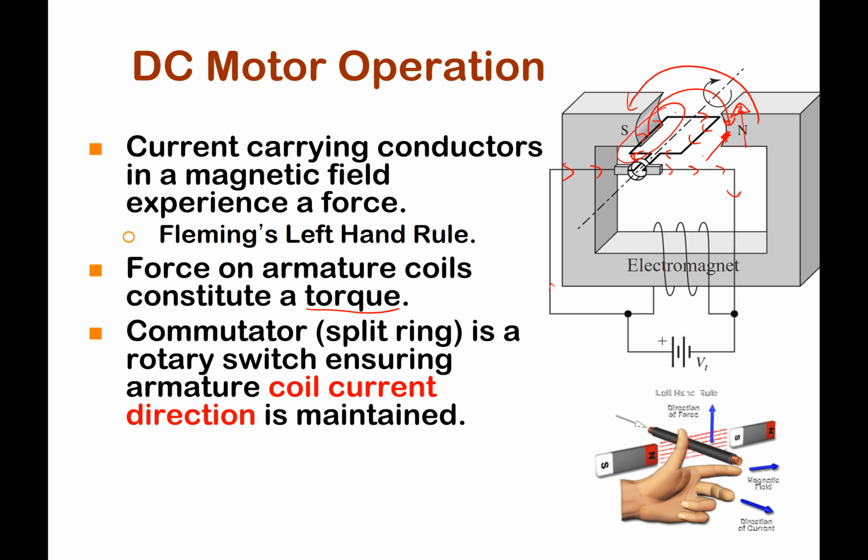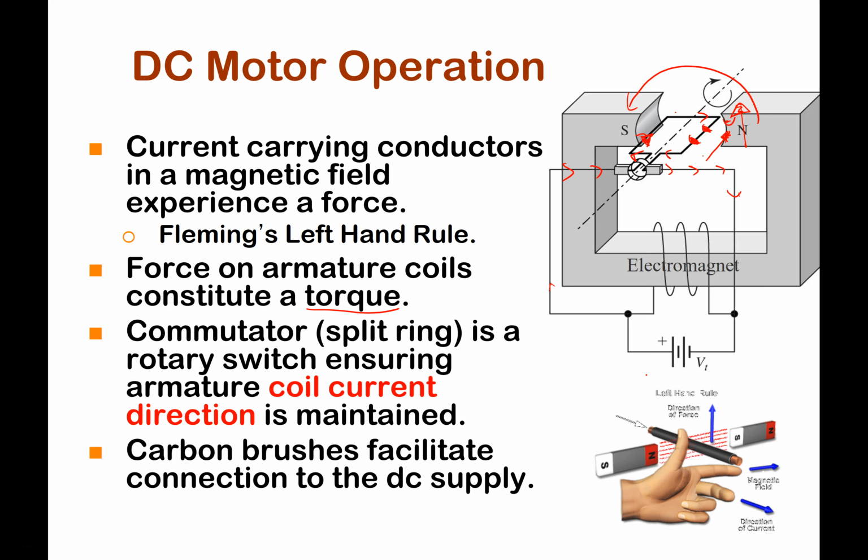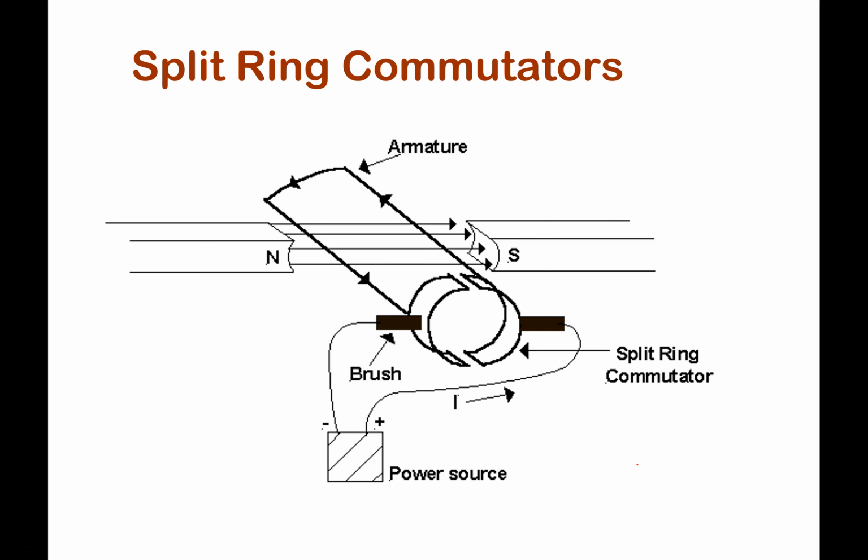So what we have to ensure is that whichever winding is on this side, the current is always in this direction, and when the winding comes on this side, it goes in the opposite direction. In order to do that, we have to reverse the current flow through the winding. The way we accomplish this is by what we call a split ring commutator. And we'll see how that works now.